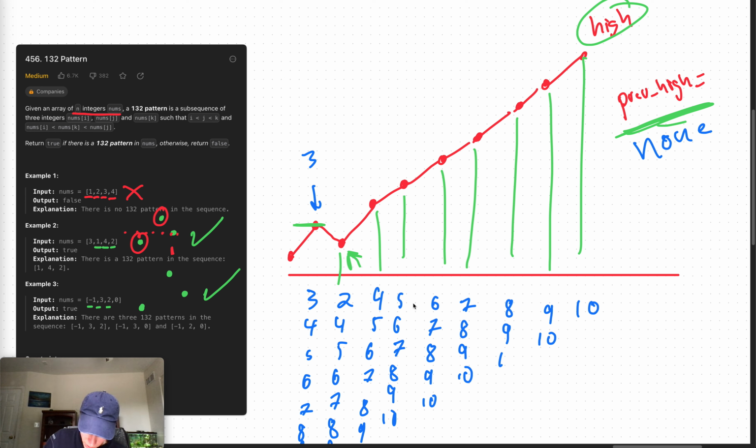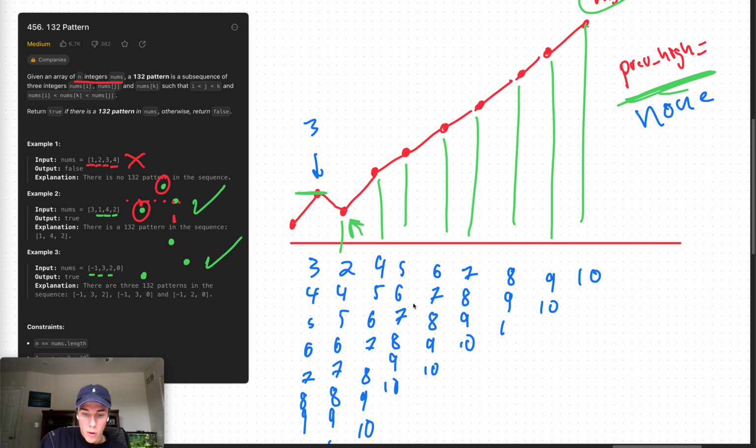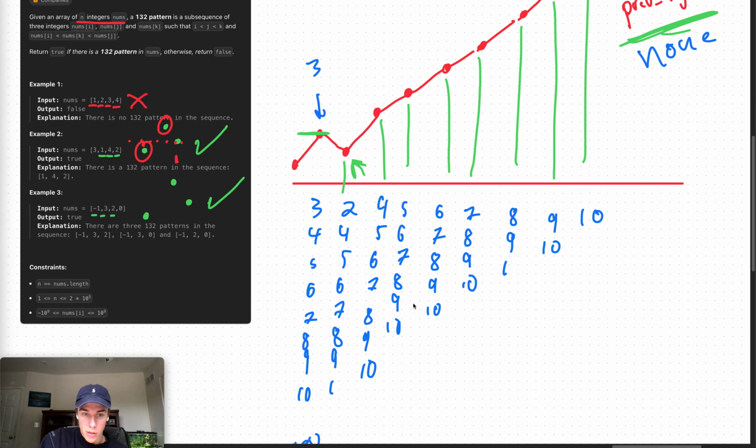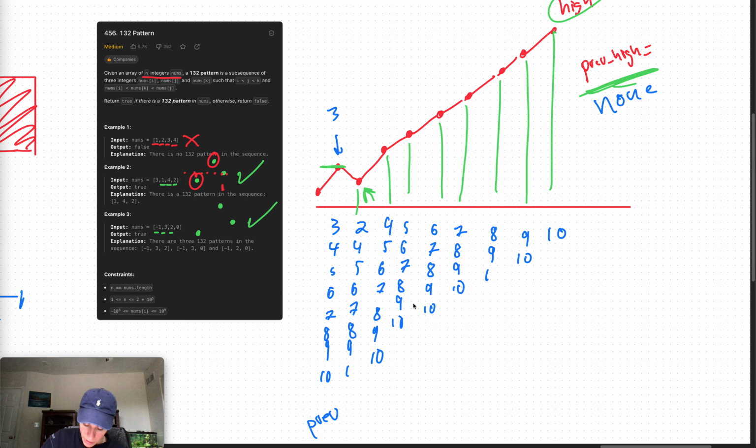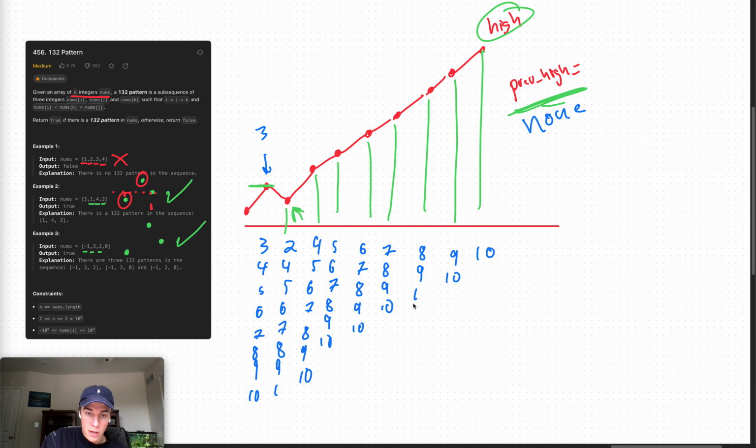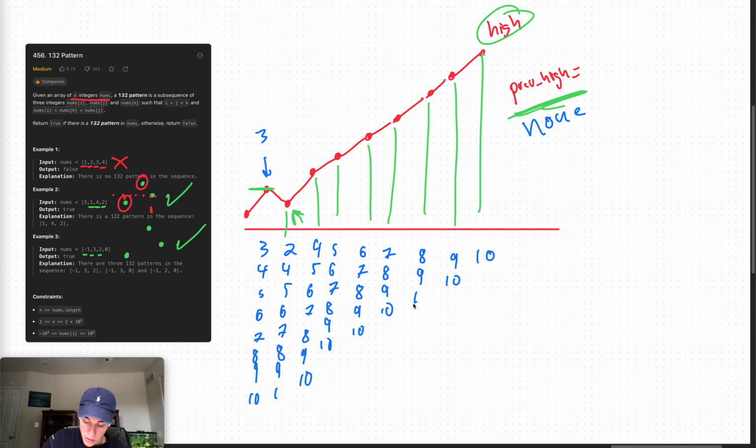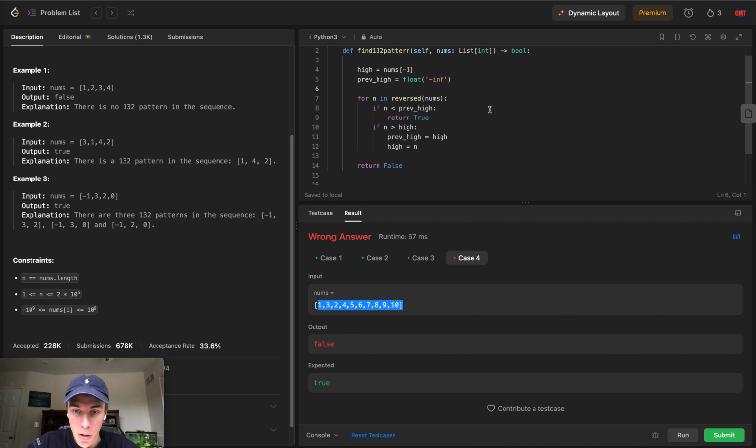And only at this point, I just realized you guys didn't see this, only at this point, previous high would now be set to 2. And then when we encounter this last element, we found the 1, 3, 2 pattern. Okay, let's make that modification real quick.